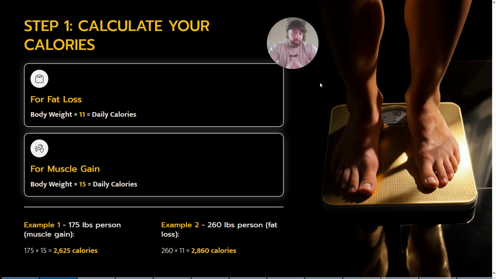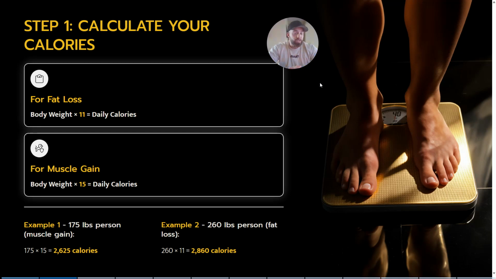Obviously, you need to watch your visuals every week, your body weight changes on the scale, and then adjust accordingly. But this is going to get you pretty close. And this 99% of the time gets me on the green when I'm making a meal plan. So for example, if you're 175 pounds and you take times 15, that's 2,625 calories. That's what you're going to be eating a day.